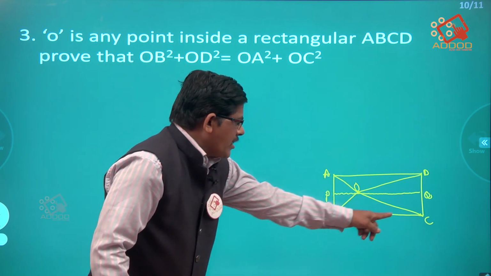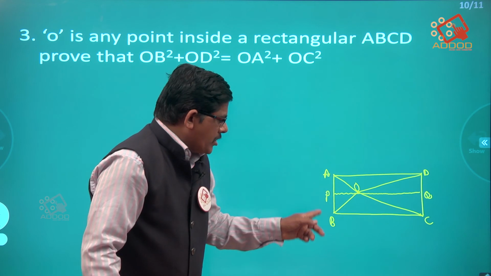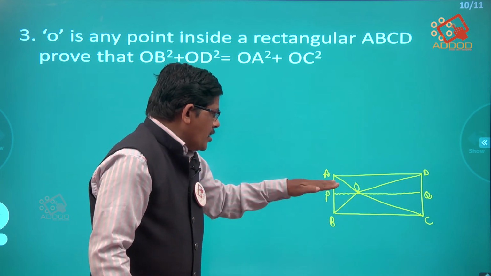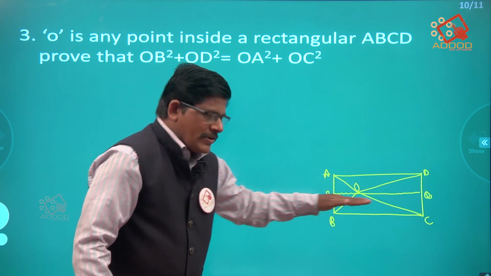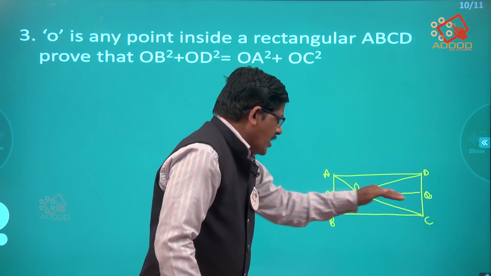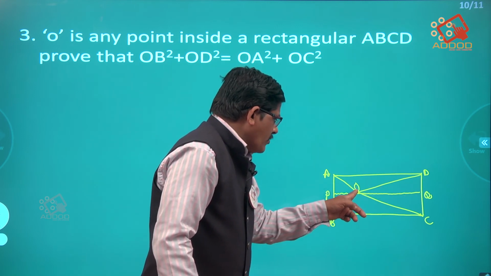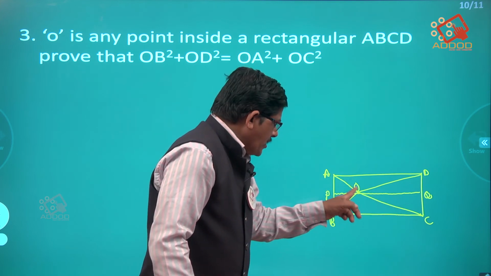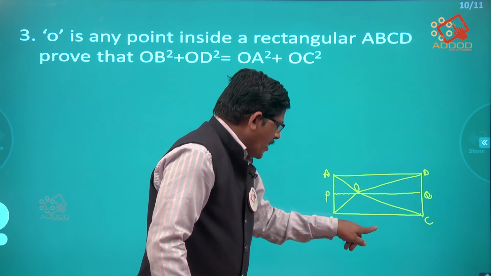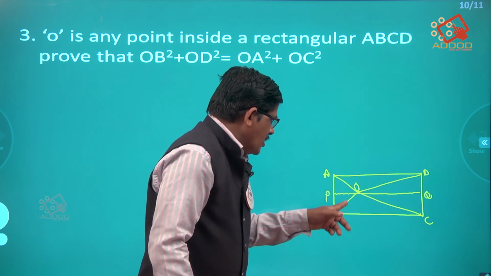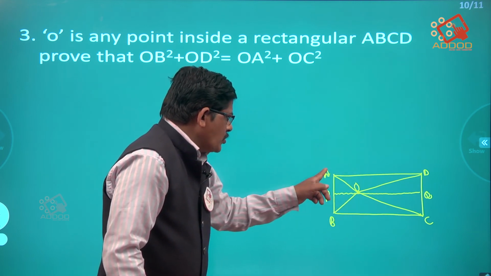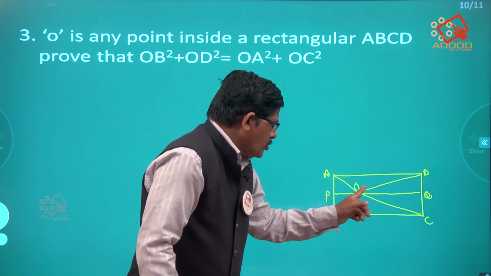First, draw a rectangle ABCD. Draw a line PQ. O is a point on PQ. PQ is parallel to BC and PQ is parallel to AD. Again, join O to A, O to B, O to D, and O to C.